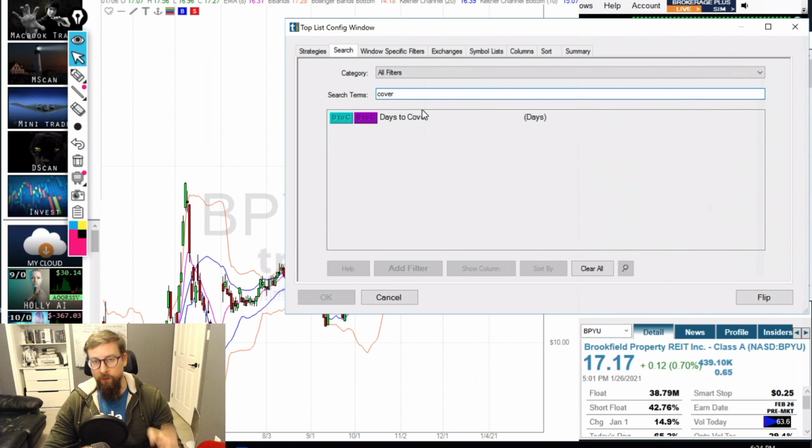I just want to take a second to talk about this one. So this is days to cover. So what this does is, say, for example, there's 1 million shares short in the market, and the stock does on average 100,000 shares a day. Well, it would take 10 days of buying, of every transaction being a buy to cover, in order to roll out that short position. So this is a good way to find out, it takes the short float and the volume into consideration, and then gives you this number here.